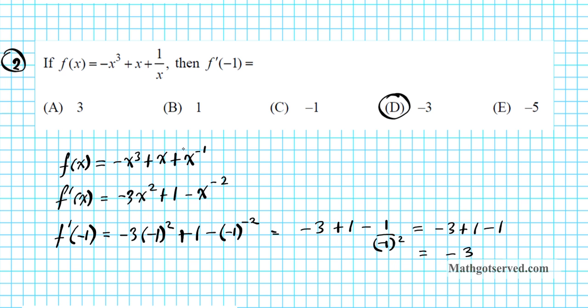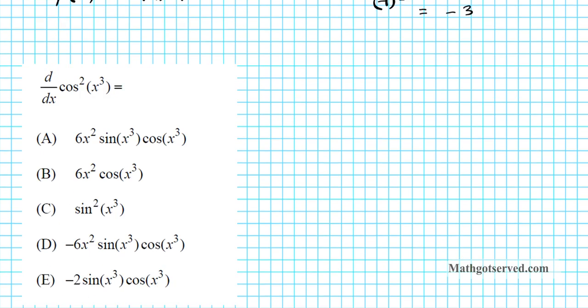So you can see how you can easily get +3 if you made a slight mistake with the sign. So you have to be really careful when working with negative numbers on the AP exam. All right, let's take a look at question number 3.